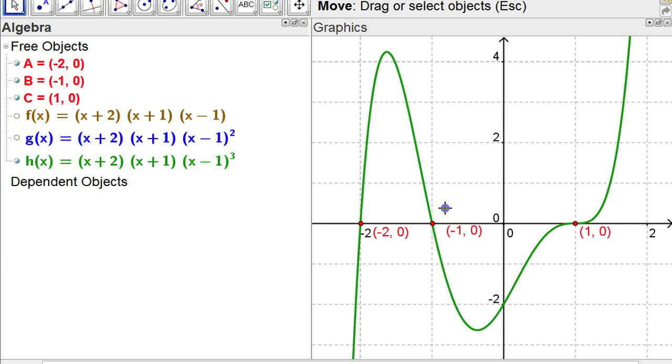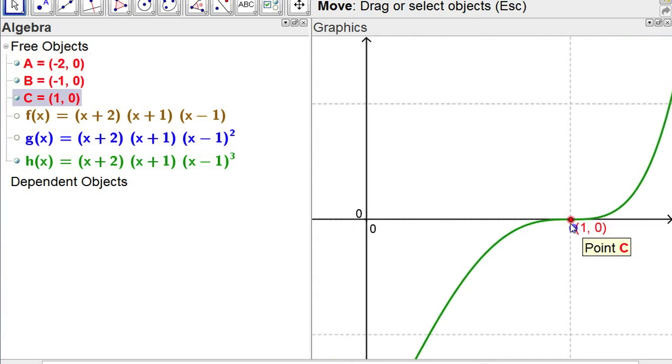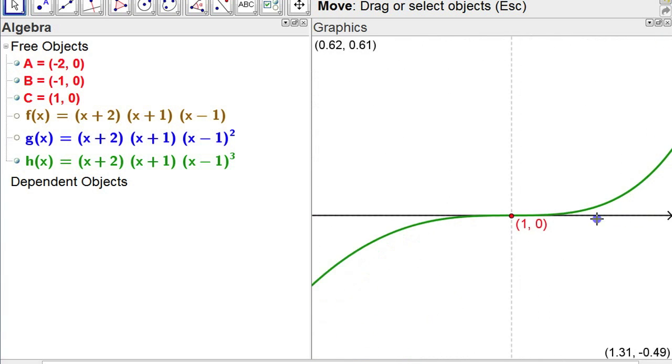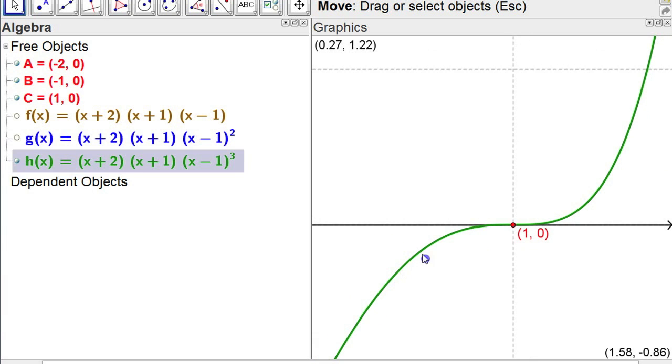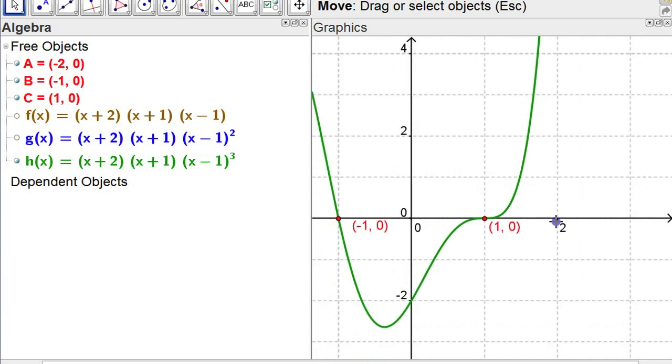Now I want to do one more thing before we leave this graph. When you zoom in on this point right here, when you just look close on that, it looks just like a cubic function. It's a triple root, something cubed. It looks like a cubic function at 1, x minus 1. If you zoom back out here, we can look at the whole graph again.